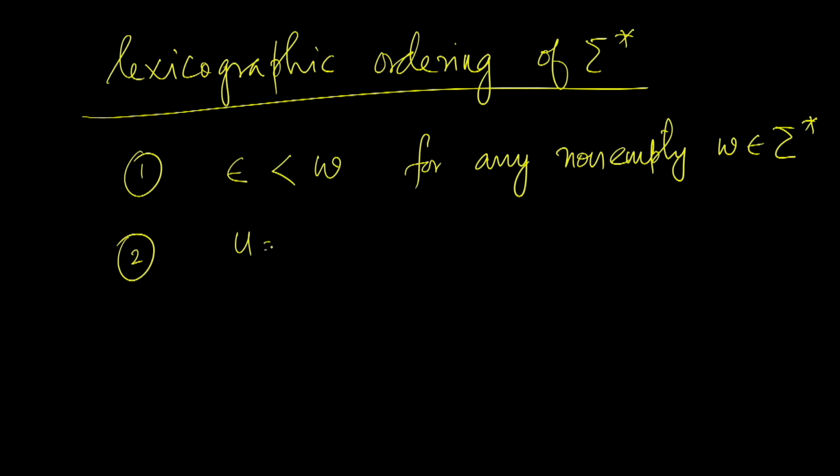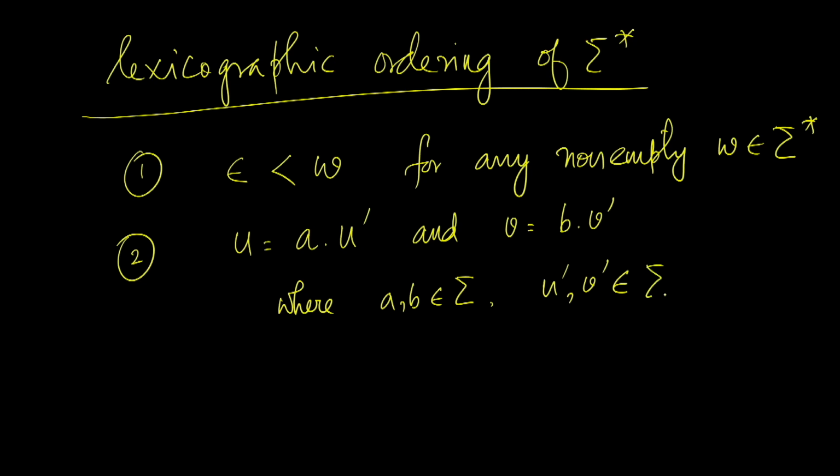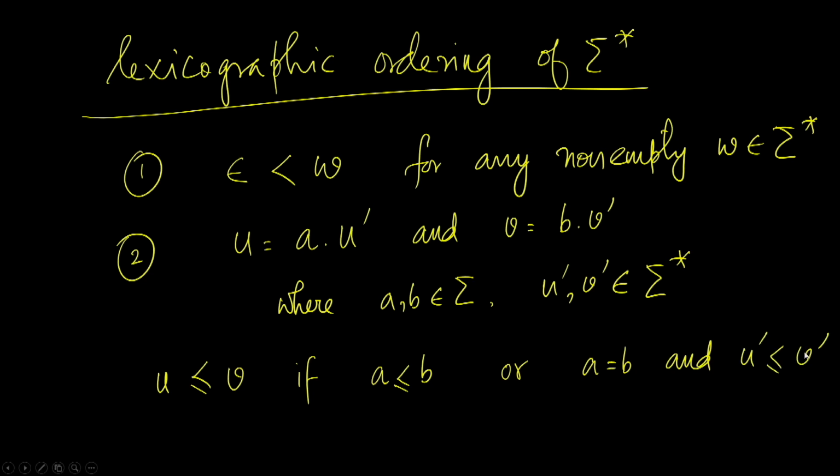Secondly, if u is the symbol a followed by u prime and v is symbol b followed by v prime, where a and b are symbols, u prime and v prime are strings from sigma star, then we would say that u is less than or equal to v, or u precedes v in this ordering, if either a is less than or equal to b, or a equals b and u prime precedes v prime. Well, these are strict precedences.